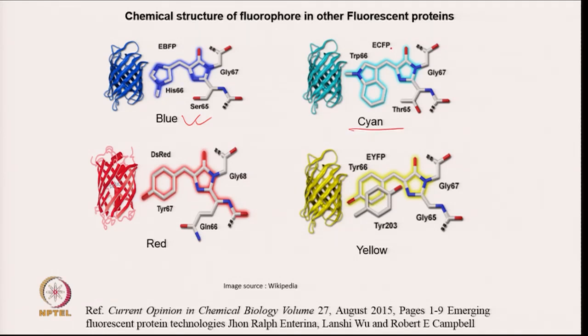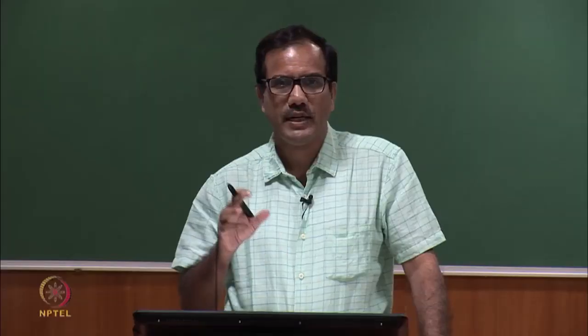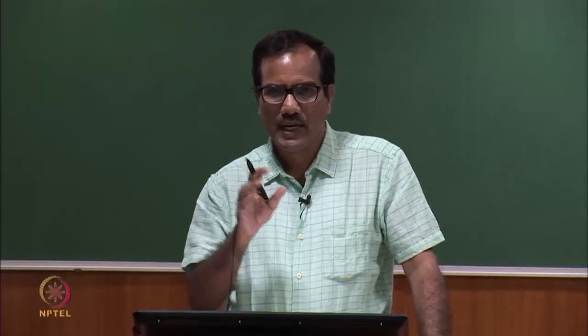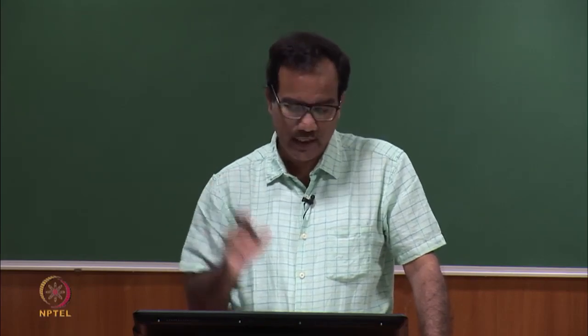So, cyan fluorescent protein, this is blue fluorescent protein, and then you have a red color, this is known as DS red, and this is yellow fluorescent protein, which has yellow color, and this has somewhat different colors. This is glycine 67, histidine 66, serine 65. If you see here, threonine 65, glycine 67 and tryptophan 66 gives you CFP, glutamine 66, tyrosine 67 and glycine 68 gives you DS red, and glycine 65, tyrosine 66 and glycine 67 gives you YFP. So, these are the fluorescent proteins which are endogenously expressed as a fusion protein, and then you can track the different proteins or nuclei using this.